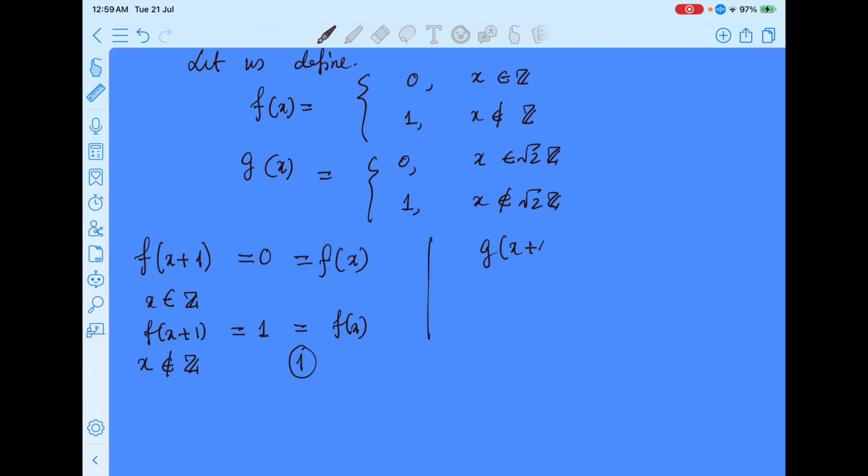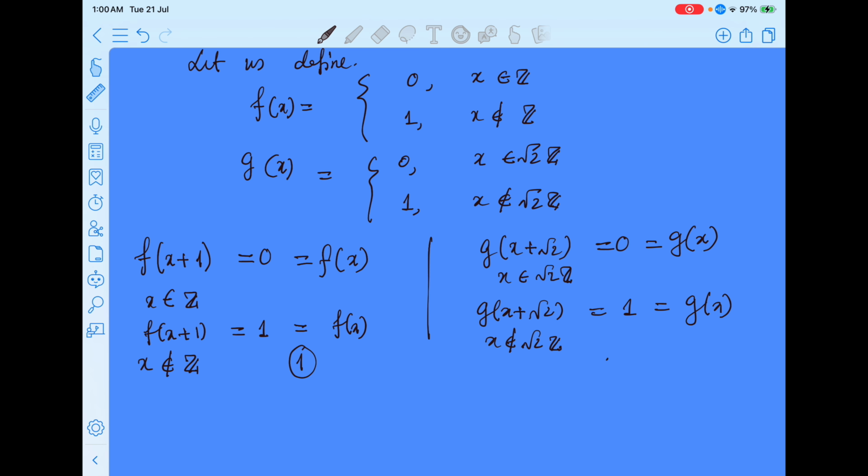Let us compute g(x plus root 2) when x is inside root 2 Z. If x is inside root 2 Z, then x plus root 2 is inside root 2 Z, right? So then it is 0, which is g(x). And let us compute x plus root 2 when x is not inside root 2 Z. If x is not inside root 2 Z, then x plus root 2 is not inside root 2 Z. So the value is 1, which is g(x). So it is periodic and has period root 2.